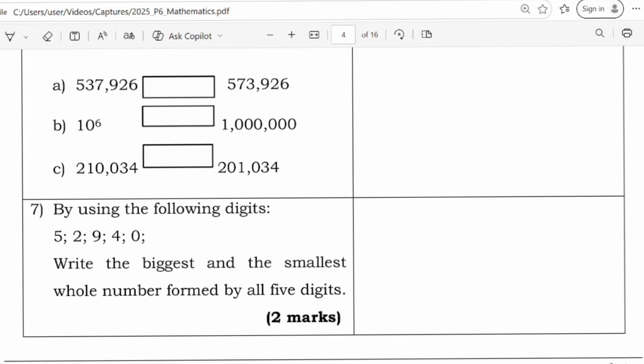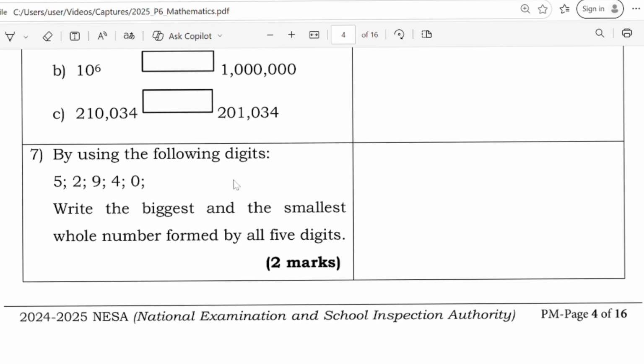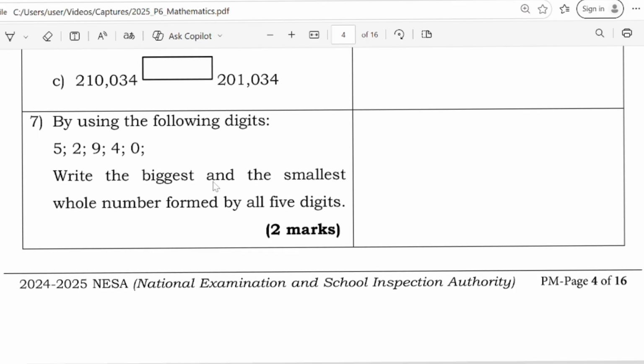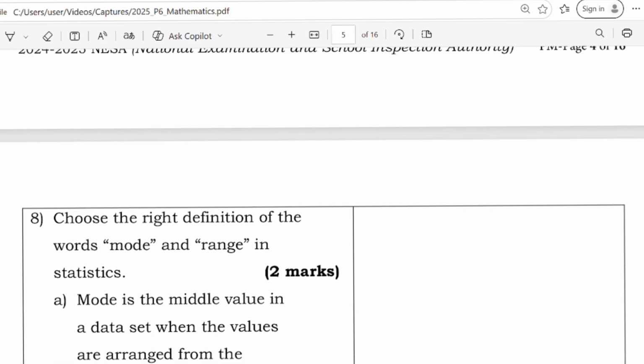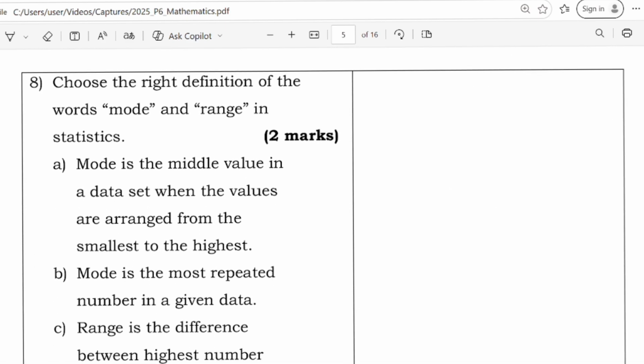Number 7 is to write the biggest and smallest whole number formed by those 5 digits. You should find or form those numbers from these 5 digits. And then you should also get these 2 marks. So let's jump to question number 8, to choose the right definition of these words: mode and range.